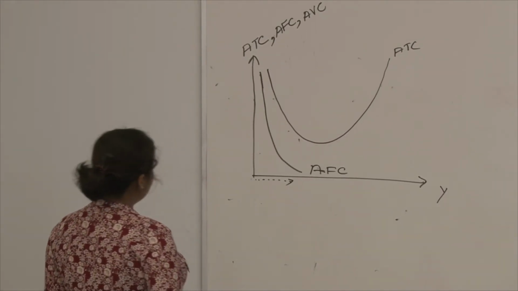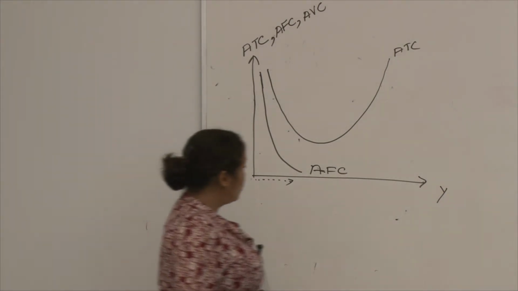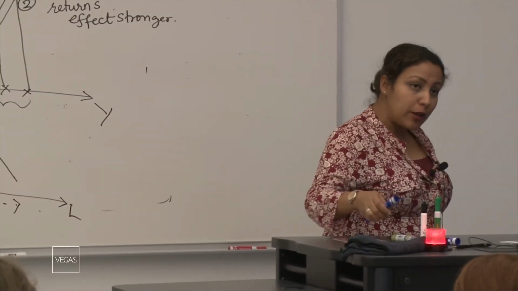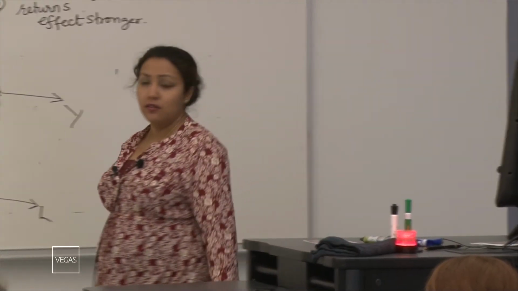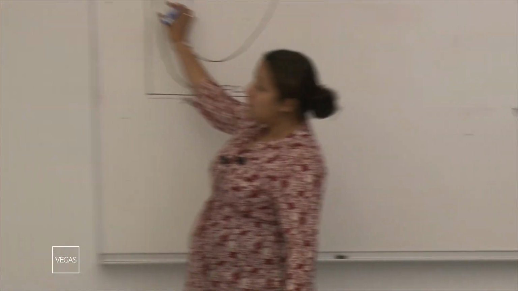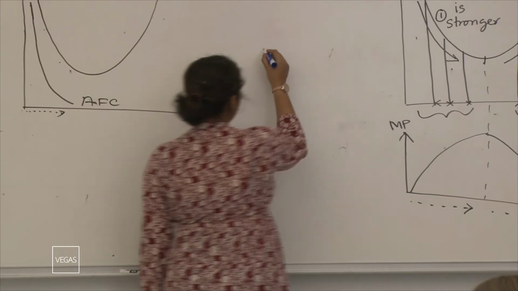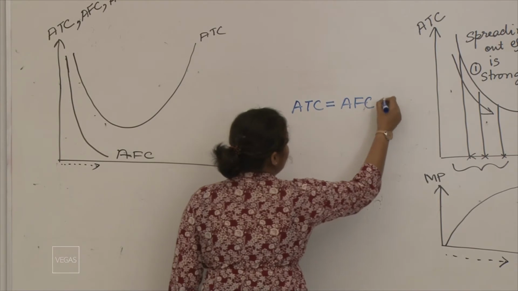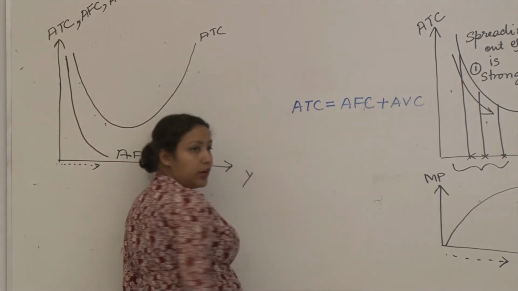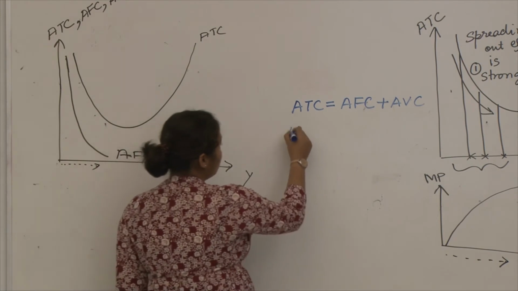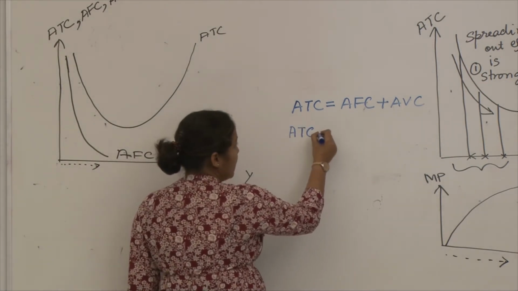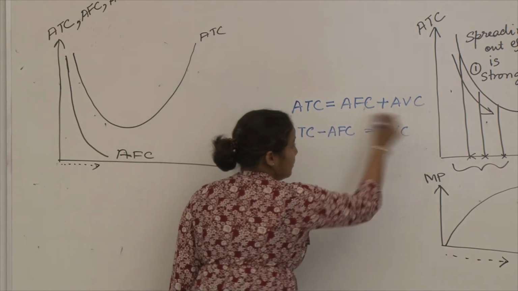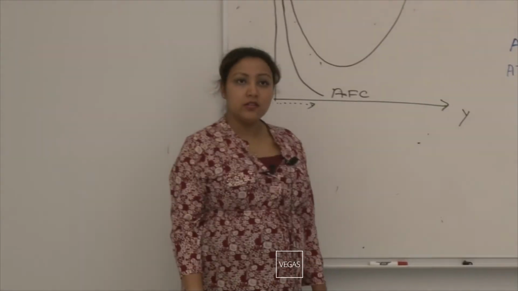Now can you see that deliberately I have drawn the two curves in such a way that the distance between those two curves is kind of tapering off? Can you see that? That means what am I doing? I had this equation, my ATC was AFC plus AVC, correct? What is that distance between those two curves? The distance between those two curves is ATC minus AFC, which is equal to AVC by that equation, isn't it?